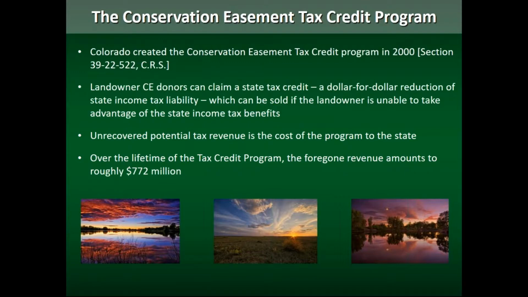In terms of accounting, what we're saying is the state is not going to get that tax revenue, and so that's the cost of the program. So there's no financial outlay. The incentive is not a payment; it's a tax credit. Over the lifetime of this program, that foregone revenue amounts to about $775 million, and it's been more or less on the order of $40 to $50 million per year in recent years. Next.